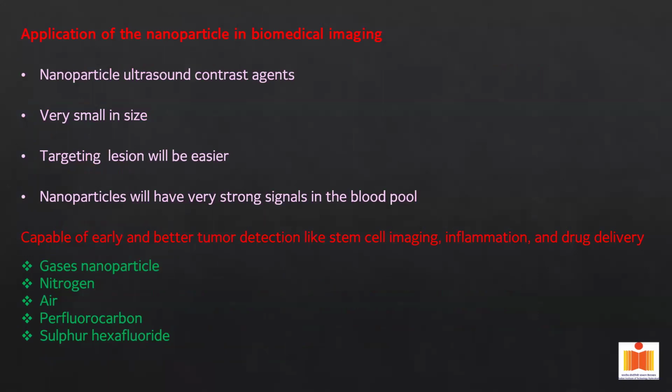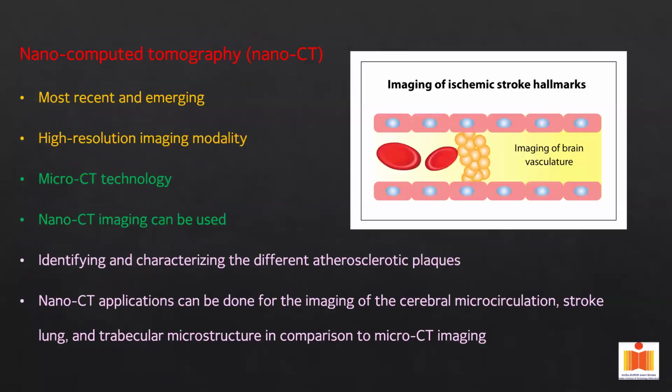One more important thing is stem cell imaging, imaging of inflammation, and again, drug delivery to these entities. There are gases, nanoparticles, nitrogen, air, perfluorocarbon, sulfur hexafluoride. These are used in stem cell imaging and also for imaging of inflammation and drug delivery to these particular regions and entities where they have to be treated. Next, please.